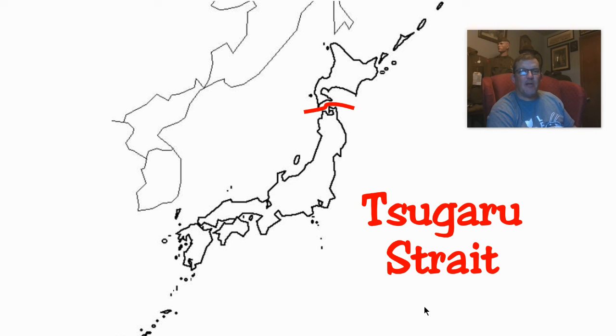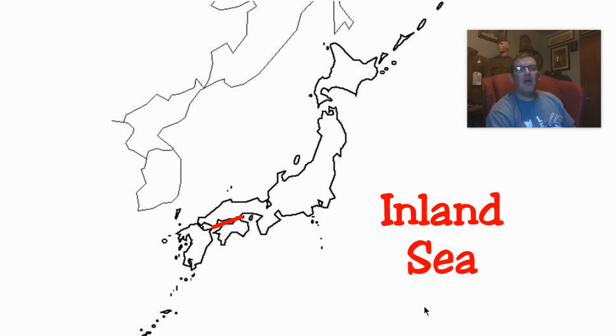A lot of seventh graders look at that name, Tsugaru, and they call it the T Sugar U Strait for some reason. Tsugaru is my best guess. I have no idea how it's pronounced, so I think it's probably Tsugaru. T Sugar U would work though.